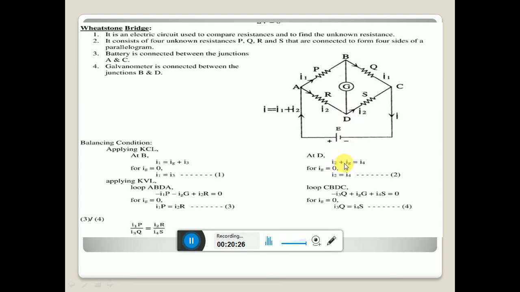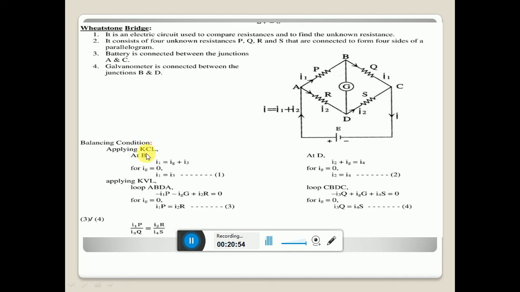So I2 plus Ig both are coming into the junction D, and the current I4 is leaving out of that junction. Here if I consider the Ig value as 0, because no current is flowing through this gap, then I1 equal to I3. That's why in this diagram it is given both sides with I1 and I2. In place of writing I4 directly, he has given I2 itself.